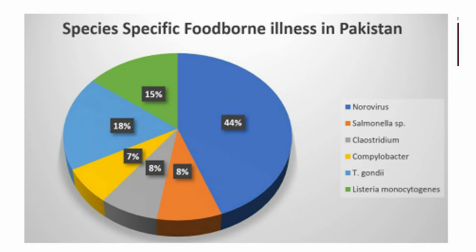Unhygienic conditions, absence of proper food standards, poor sanitation, poverty, and illiteracy are major causes in the spread of foodborne diseases. You can see here a graphical demonstration which depicts the percentage of species-specific foodborne illness in Pakistan. The estimation of different foodborne diseases is dependent on the pathogens which contaminate food items.